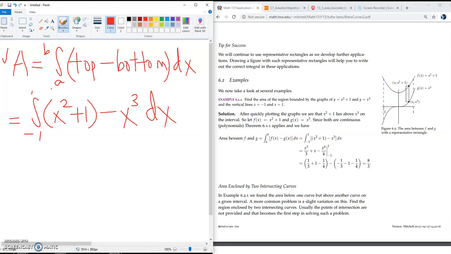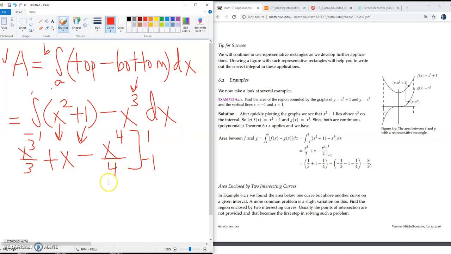Now we're ready to integrate. So the first part here would be x cubed over 3. The integral of 1 is just x. And the integral of x cubed, again, you're adding 1 to the original exponent. So that's x to the 4th over 4. And we're evaluating this from -1 to +1.